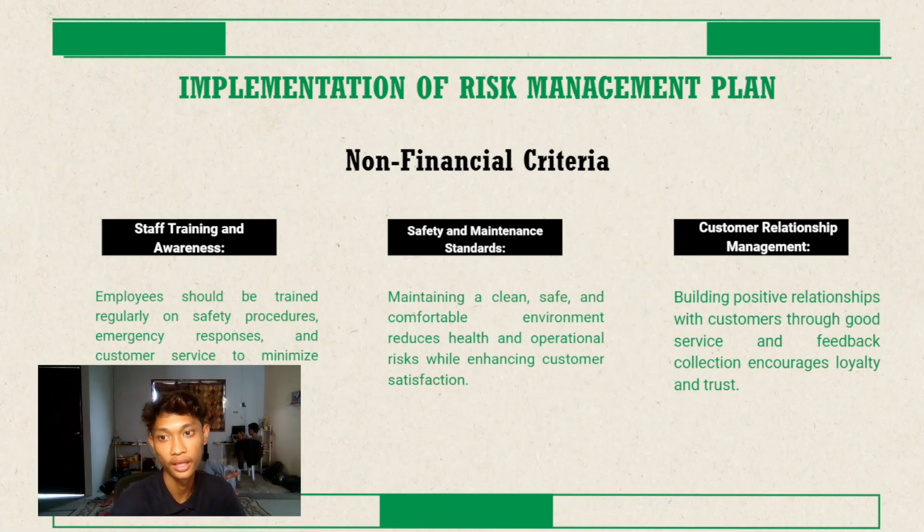We have three: staff training and awareness, safety and maintenance standard, and lastly, customer relationship management. For staff training and awareness, employees should be trained regularly on safety procedures, emergency response, and customer service to minimize human-related risks. For safety and maintenance standard, maintaining a clean, safe, and comfortable environment reduces health and operational risk while enhancing customer satisfaction. And lastly, customer relationship management. Building positive relationships with customers through good service and feedback collection encourages loyalty and trust.